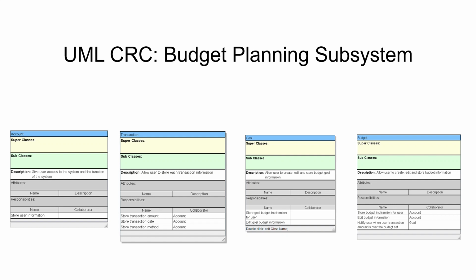Finally, we have the budget class. This class allows the user to create, edit, and store the budget information. And all these three classes are associated with the transaction and the budget classes. They are associated with the account class, so that the system can get the user information from the account class, and they can have access to these 2 classes, and store and create budget for their own use.